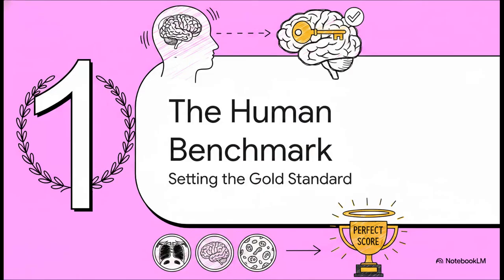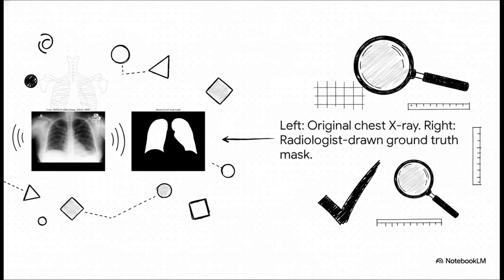Okay, first things first. Before we can grade the AI, we need an answer key, don't we? A perfect score to aim for. In the world of medical imaging, that perfect answer comes from a human expert. This is our gold standard. So take a look here. On the left, a standard chest x-ray. But what you really want to see is on the right. That clean white shape, that is what we call the ground truth. A real human radiologist has carefully and precisely outlined the lungs. That is the perfect answer we're looking for.